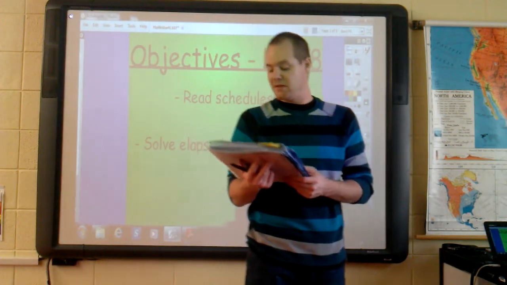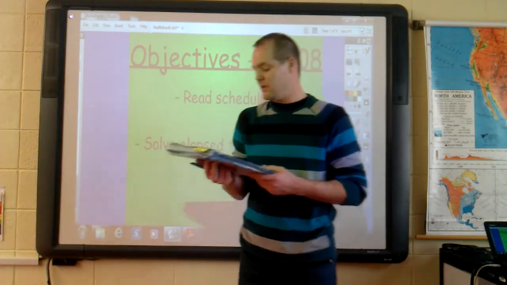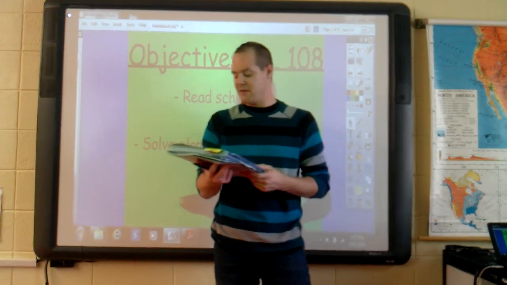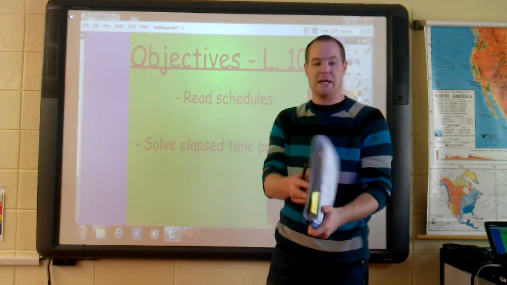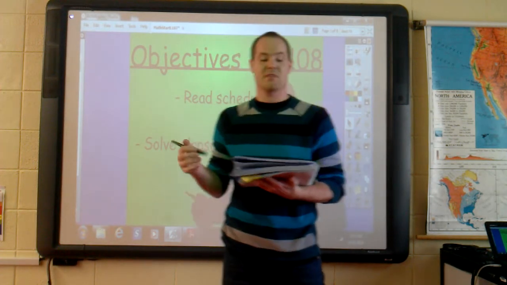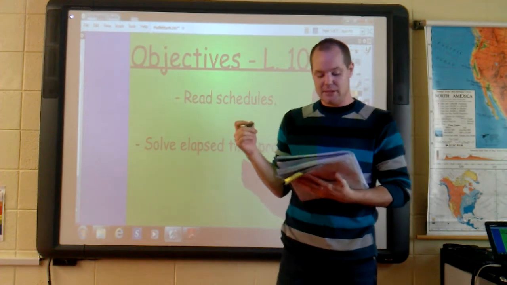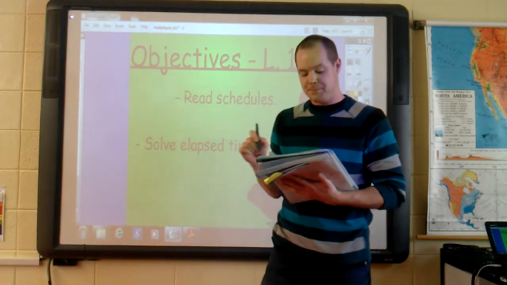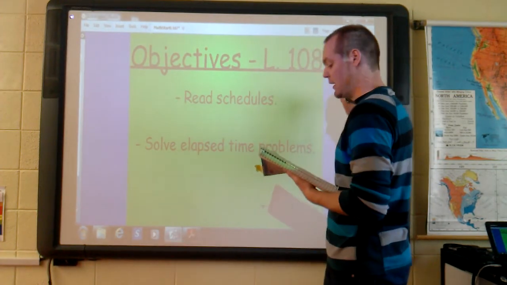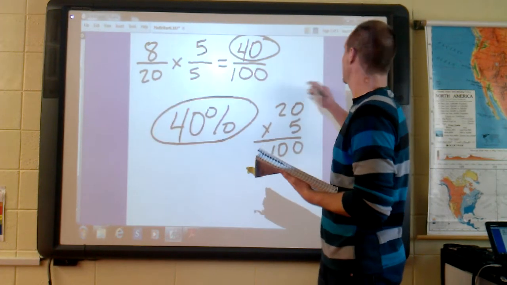It says, in this lesson we will use schedules to solve elapsed time problems. A schedule is a list of times and events that shows when the events are planned to happen. And on page 711 it shows a schedule of events for the state track meet. Daphne qualified to run both the 300-meter low hurdles and the 200-meter dash.